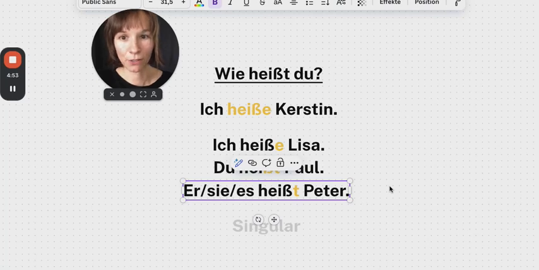Es is, so it, we usually use for objects, and also depending on the context, you could use it for animals. Actually, we also use it for children. So for example, das Kind is es, so the child, das Kind is es. So das Kind heißt Paul. The child is called Paul. So in this case, the child, das Kind would be es.